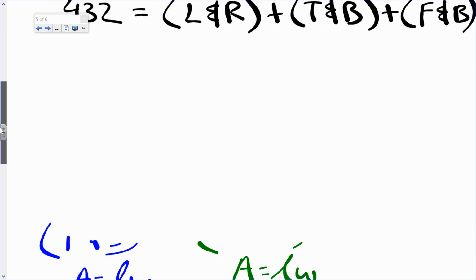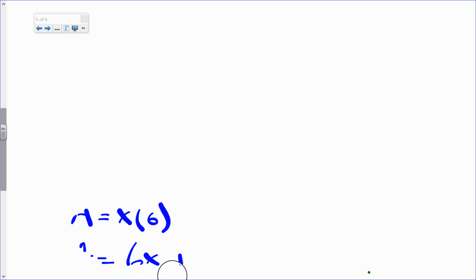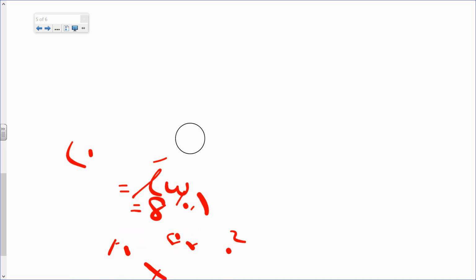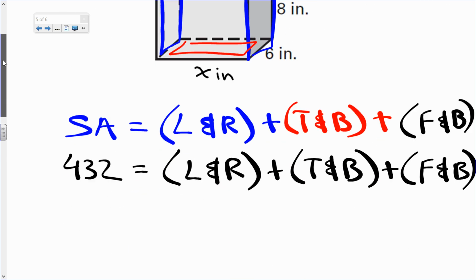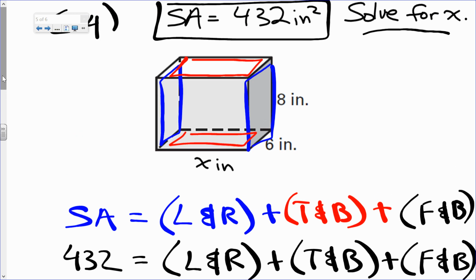All right. Erase this work right here. And all right, I'm going to stay color-coded here. Let's first find the left and right area. Notice I put it in blue. Look at the left and right faces. Here we go. So on your notes, go write L and R, left and right.